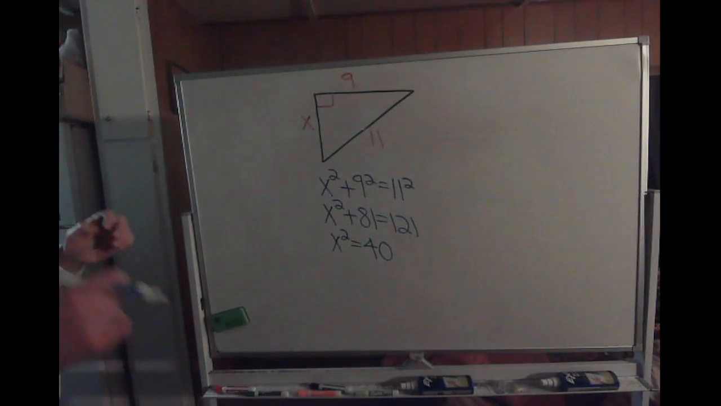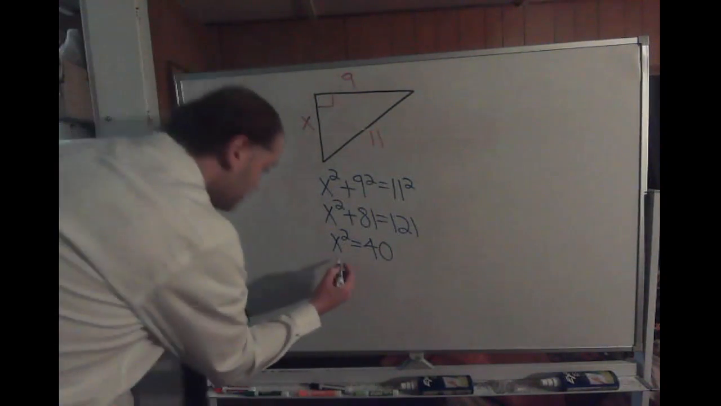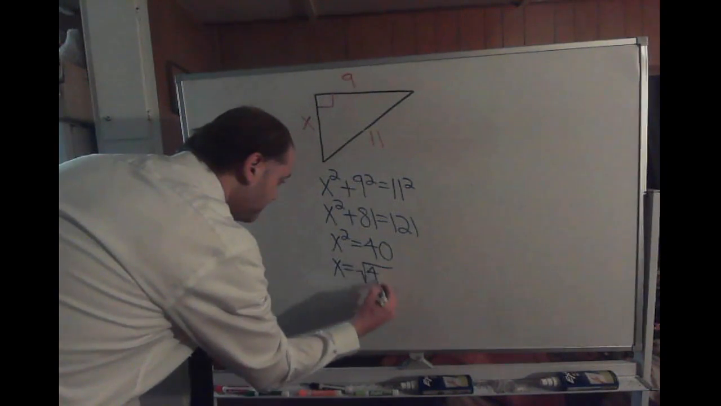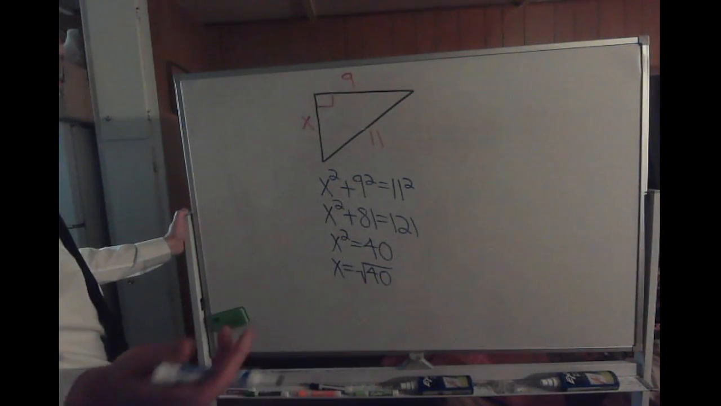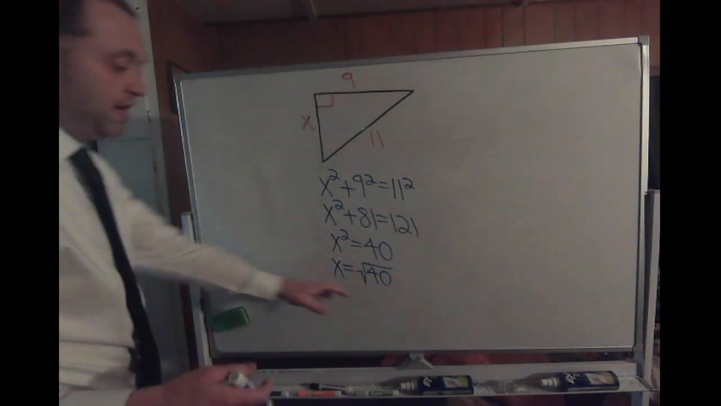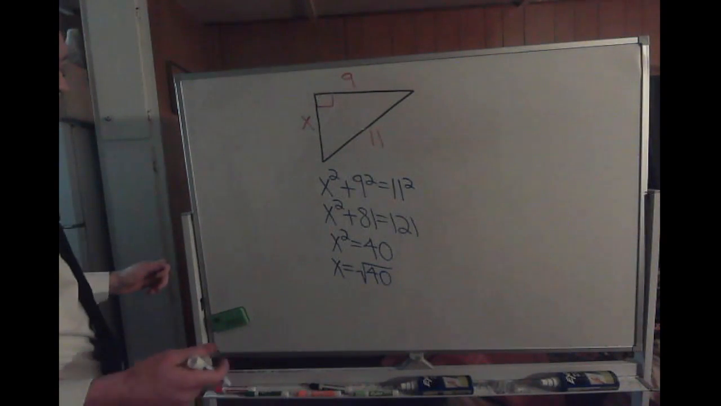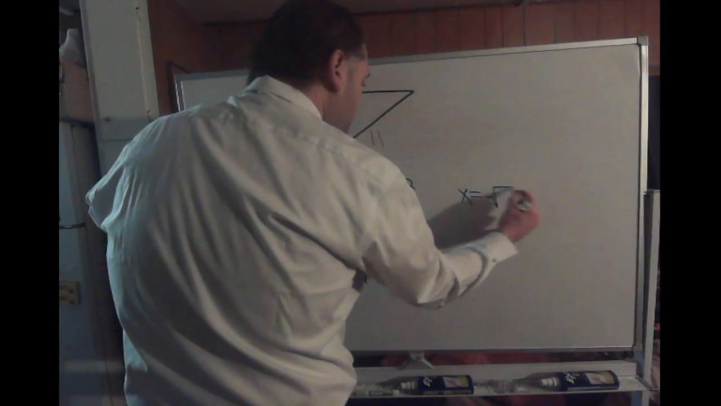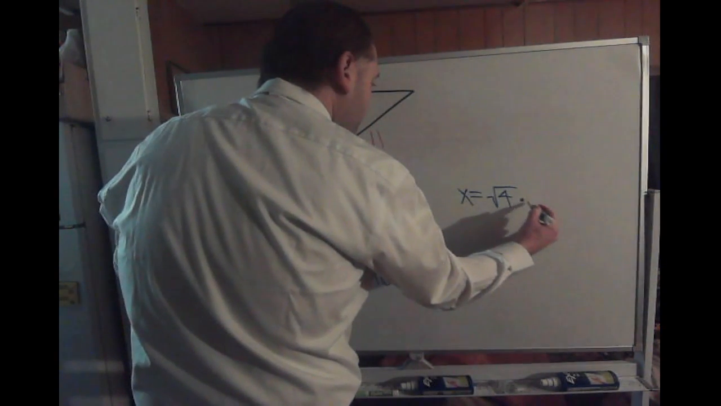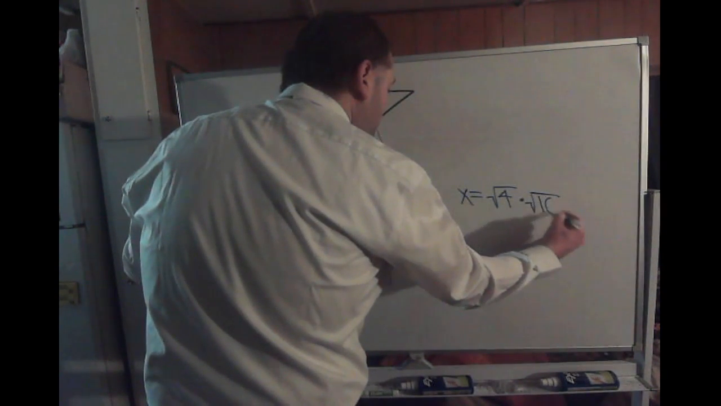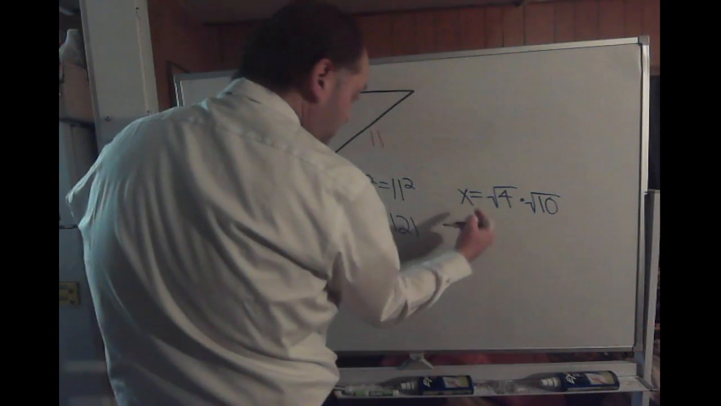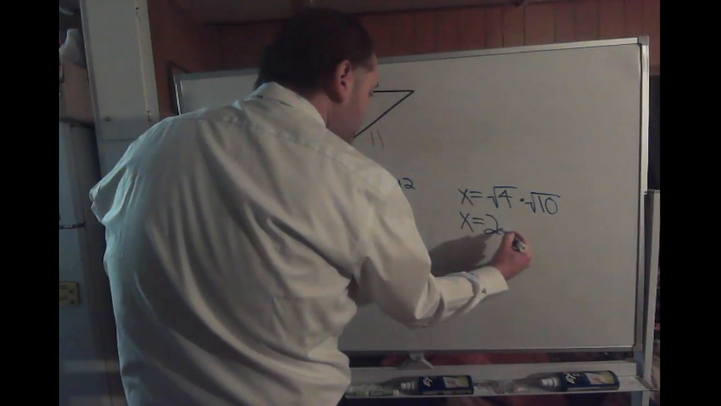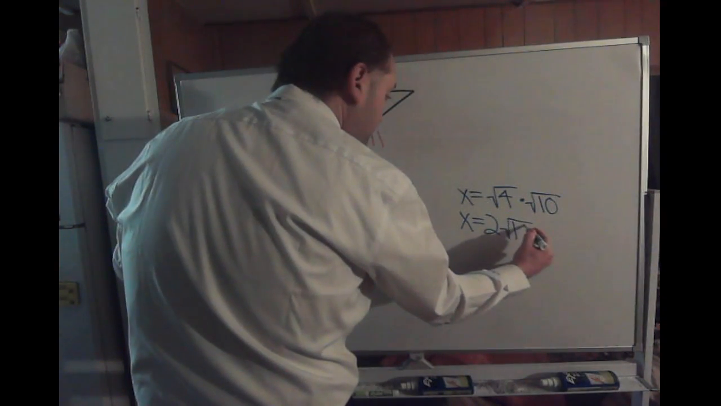Well, we only consider, of course, the positive square root. So x would equal the square root of 40, but we know the square root of 40 simplifies, right? We always want to have a radical expression in its simplest form. So x can be simplified into the square root of 4 times the square root of 10. The square root of 10 doesn't break down any further, but the square root of 4 sure does. X would have a length of 2 times the square root of 10.